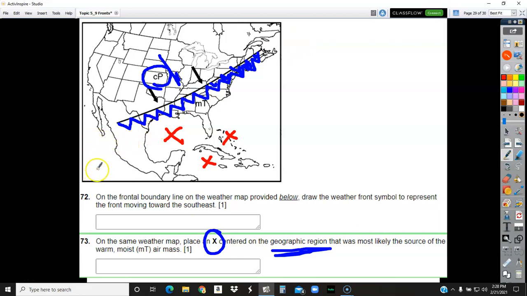I suppose you could have put an X over here in the southern part of the Pacific, but being that the front's on this side of the country, I would have stuck with these areas. I don't remember if this question allowed an X over here. I would take an X if an X was over here as well. I think most earth science teachers would. But these would have been the better answers: Gulf of Mexico, Caribbean, somewhere in this general area.